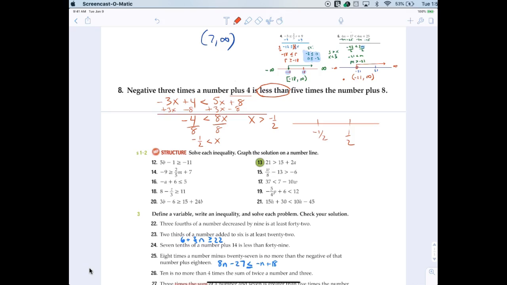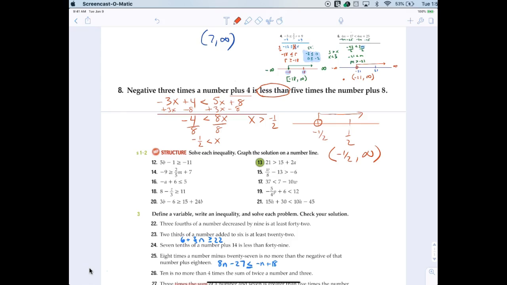All right, so here we go. Open circle at negative 1/2, going to the right. Or we say parentheses, negative 1/2 to infinity.